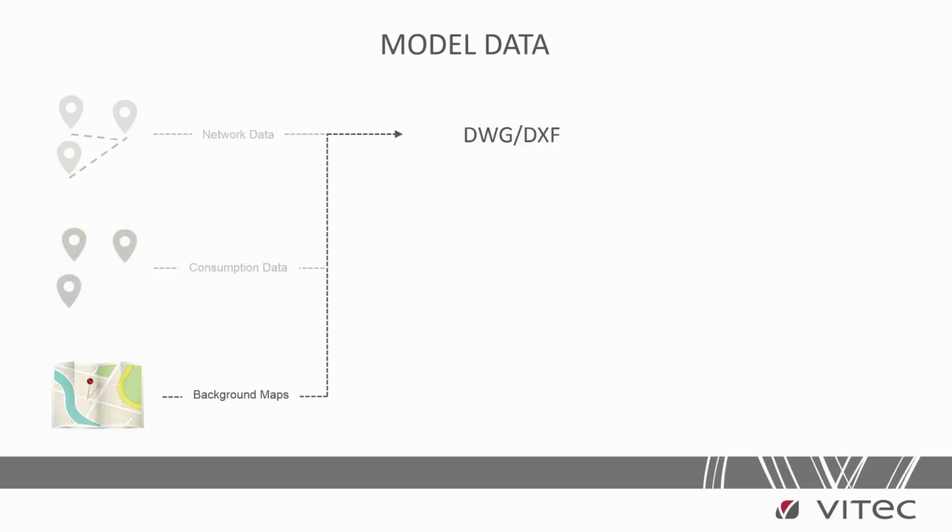And then we have the background maps, and there are many different formats. DWG and DXF are a few of those that we support. So that's one of the things that you can do in order to make your model a little bit more understandable, is to have a background map.